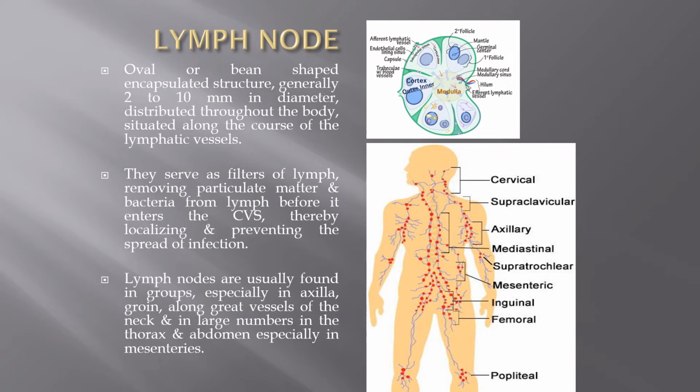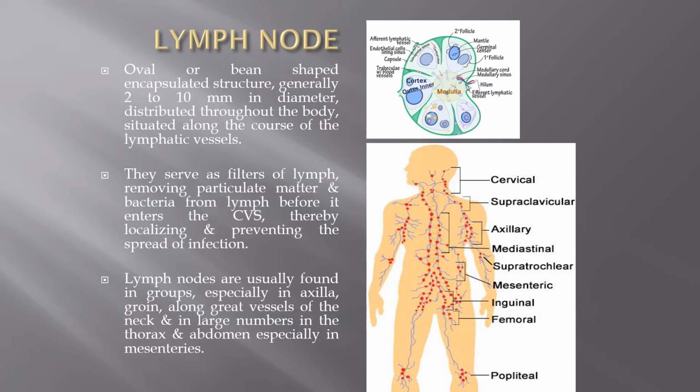The gross structure of the lymph node. It consists of an oval or bean-shaped encapsulated structure, generally 2 to 10 mm in diameter. It is distributed throughout the body and situated along the course of the lymphatic vessels. They serve as filters of the lymph, that is, removing the particulate matter and bacteria from the lymph before it enters the cardiovascular system, thereby localizing and preventing the spread of infection.